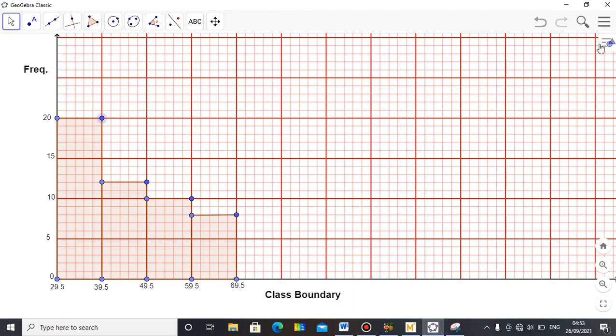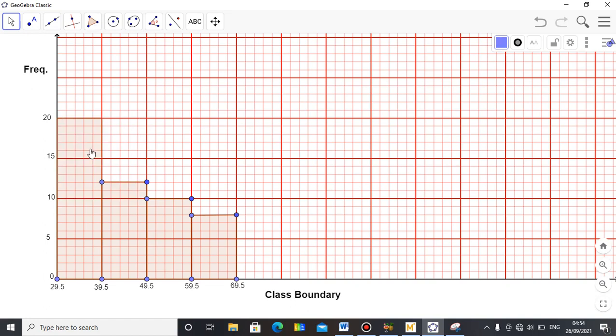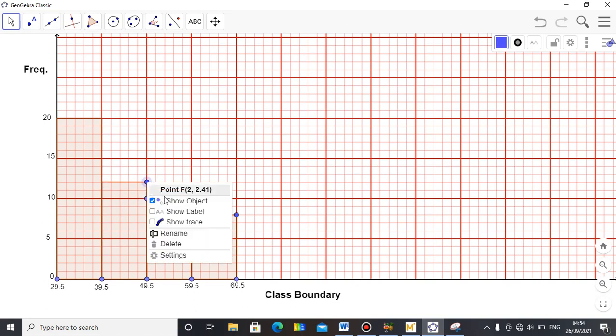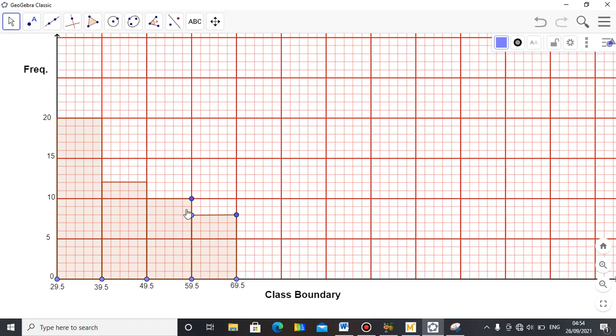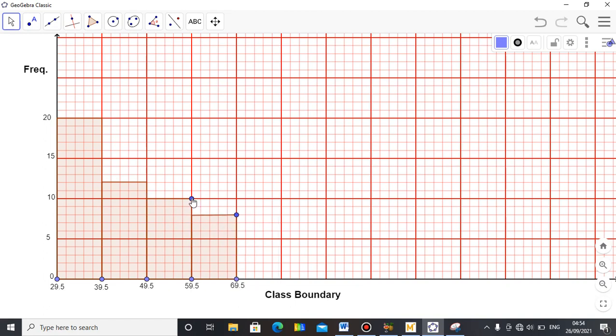Let me hide all those points. So all these points, you can hide them if you wish. So this is all about the histogram.